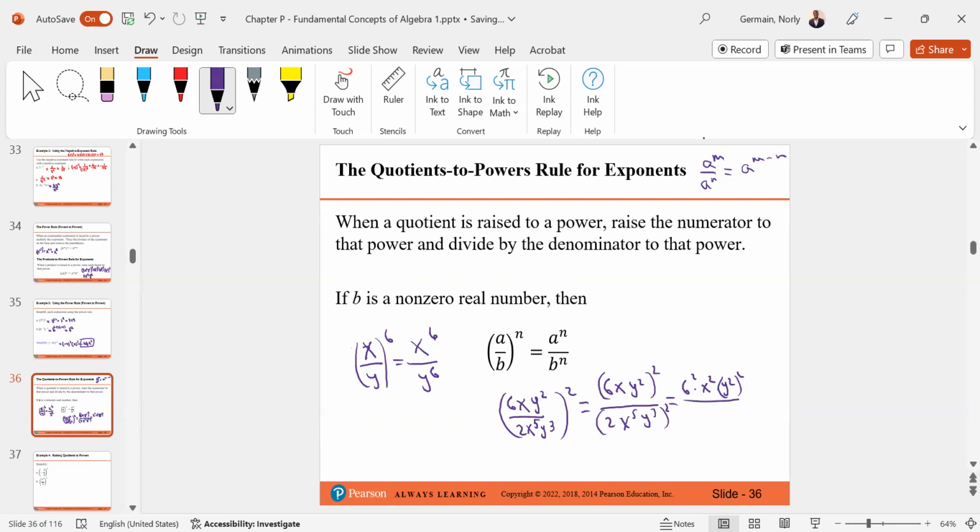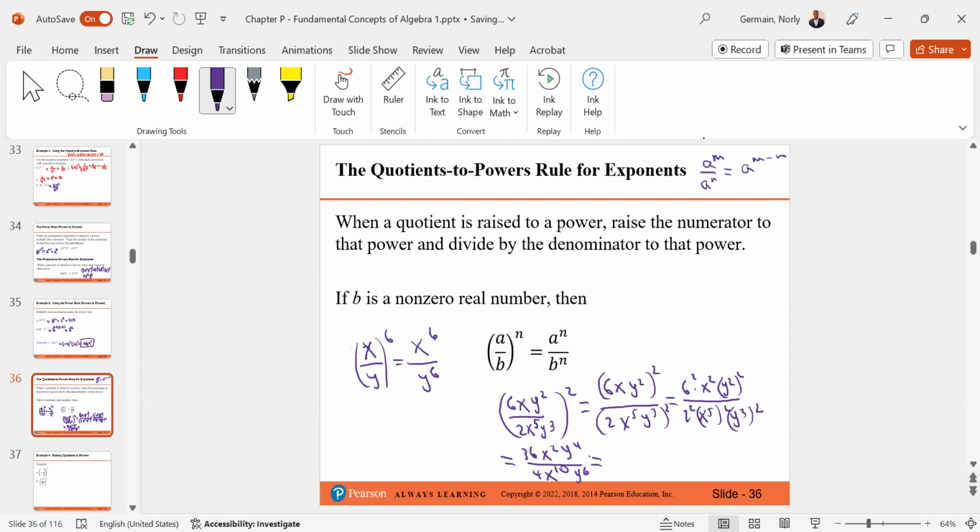That's for the top one. The bottom one would be 2 power 2, x^5 power 2, y^3 power 2. Now, when you simplify, it's going to give you 6 power 2 is 36, x squared, y to the fourth, over 4, x to the 10, y to the 6.